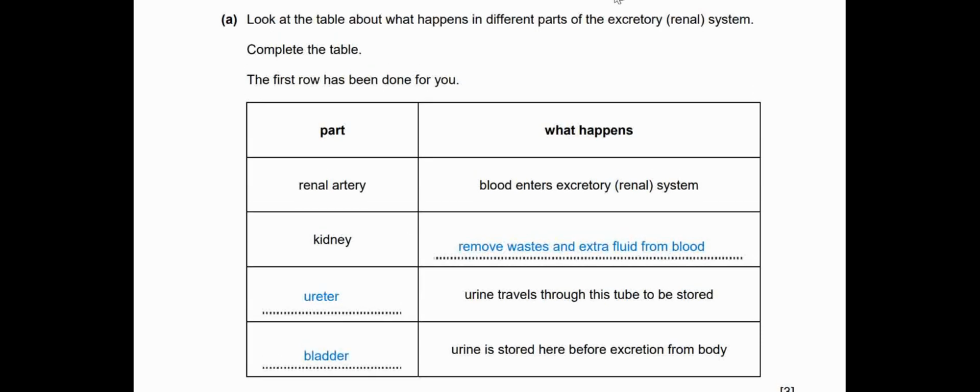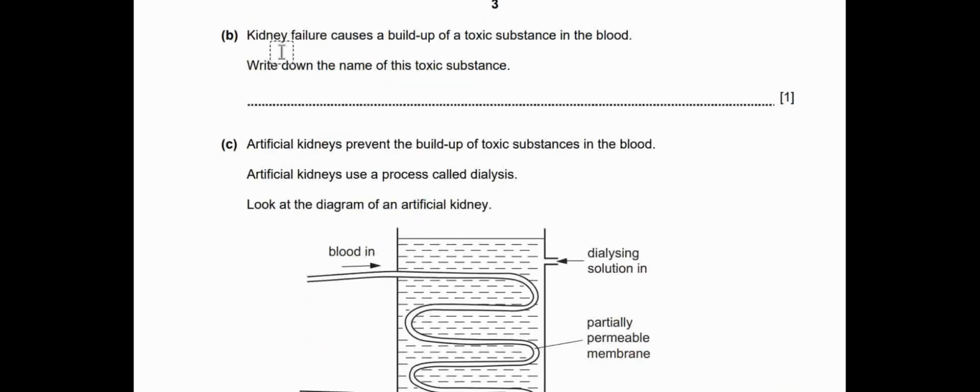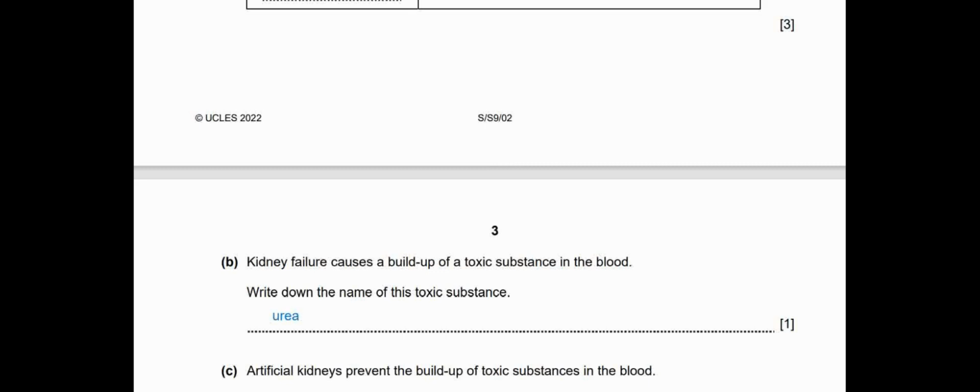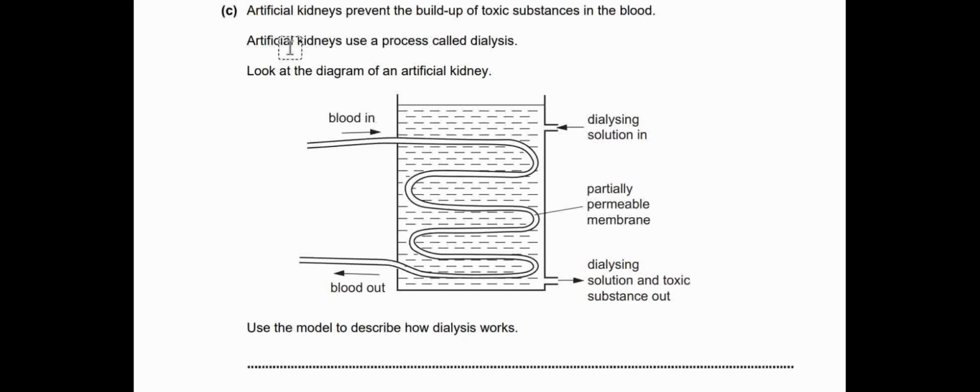Now we move on. Question B. Kidney failure causes a buildup of toxic substance in the blood. Write down the name of this toxic substance. So it will be urea. Artificial kidneys prevent the buildup of toxic substances in the blood.